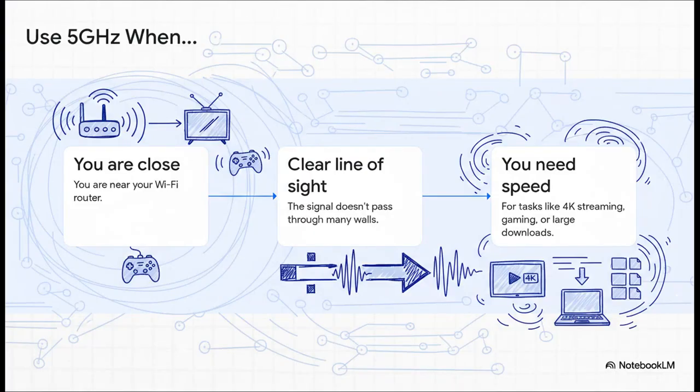All right, think of that 5 gigahertz superhighway as your performance network. This is for your heavy hitters. Your gaming console, put it on 5 gigahertz. Your smart TV that's streaming 4K movies? Absolutely. Your main work computer that's downloading huge files? You bet. As long as those devices are fairly close to your router, with not too many walls in between, this is the network that's going to give you the best possible performance.